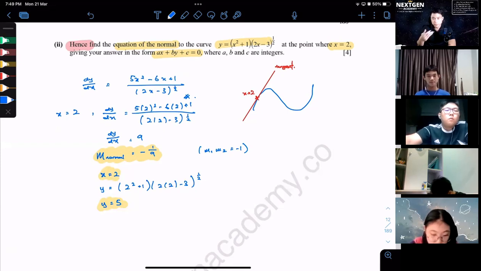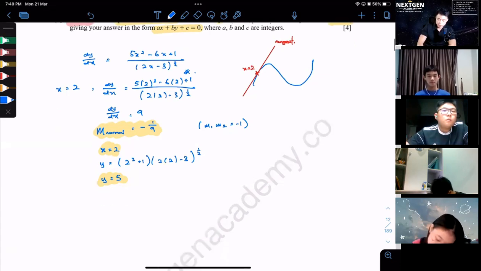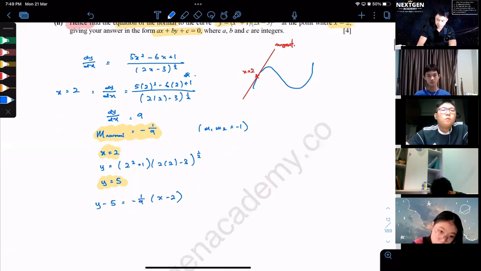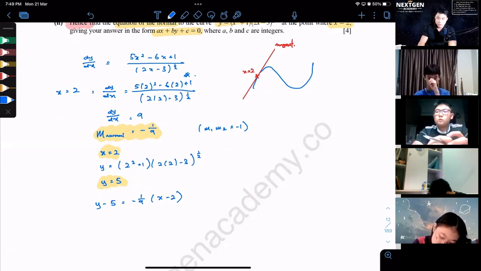Or for me, I like to use y minus y1 equals to m bracket x minus x1. Okay, they want it in that form, the ax plus by plus c, and a, b, c are integers. When they say a, b, c are integers, you all know what's integers? Don't write it as fraction.